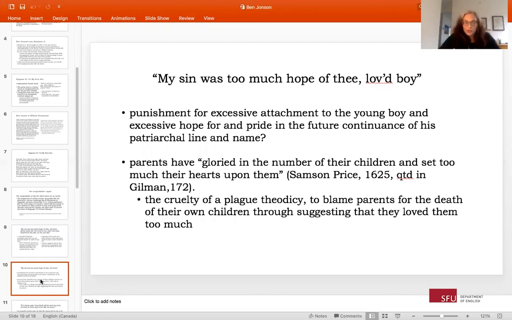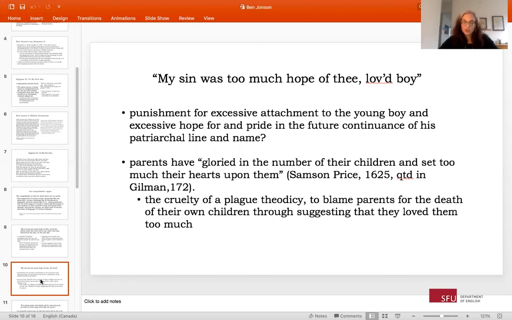So that leads us to the question of for what sin is the son exacted as punishment? And the poet says his sin was too much hope of thee, as though he's being punished for his excessive attachment to the young boy and his hope for and pride in the future continuance of his patriarchal line and name. There is Christian resonance to this sin, the sin of giving excessive regard to earthly possessions rather than focusing on the promises of salvation.